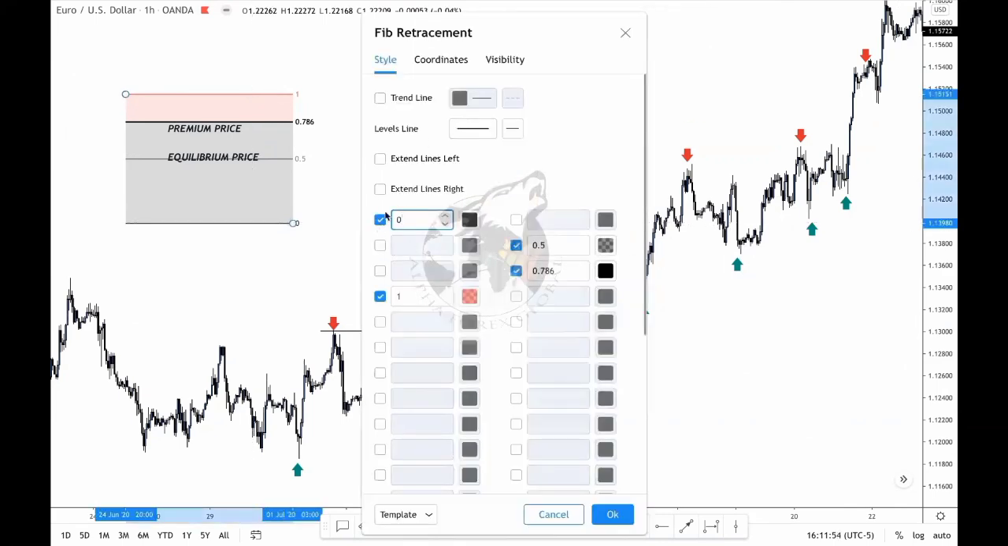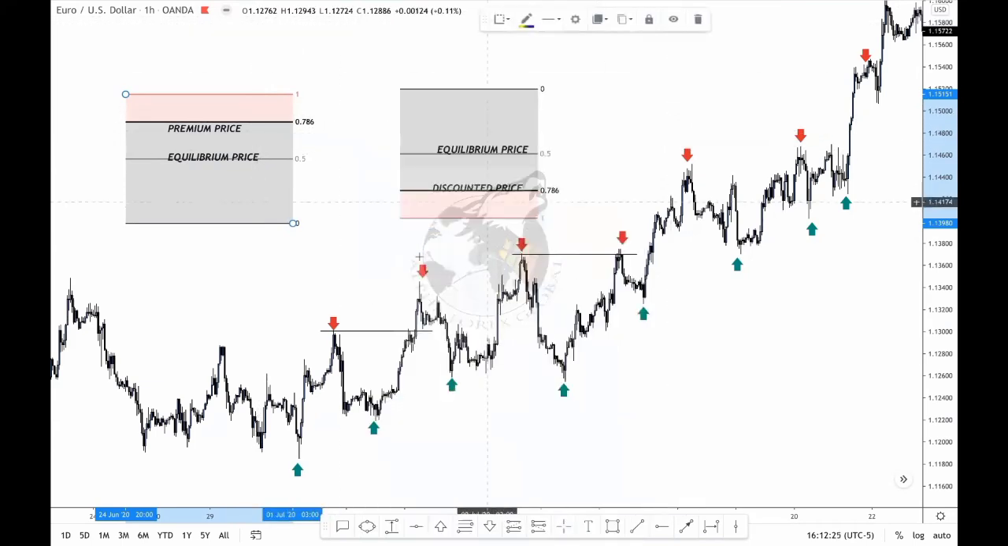What I did, I just took out everything else and left the 0, the 100%, the 50%, and my 78.6%. To me, 78.6 is the ideal premium price. So anywhere above the 50% in a downtrend is a premium price. In an uptrend, anywhere below the 50 is discounted price.